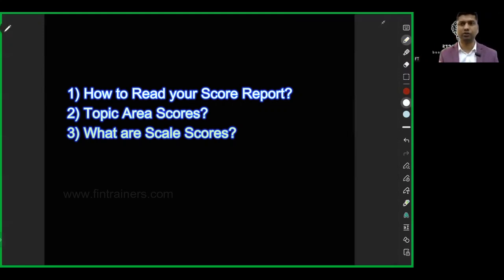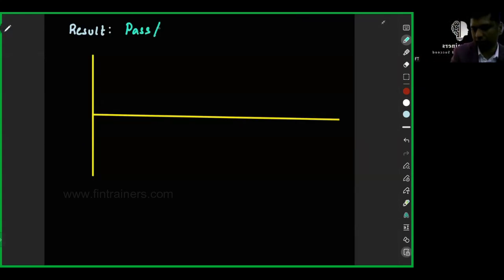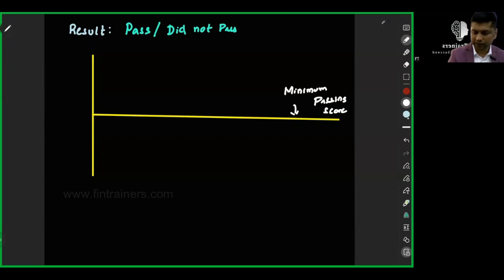Starting with the upcoming examination, you're going to be getting the results in this manner. You will have your result, which is going to be pass or did not pass, along with your candidate ID, your name, and all of that. This yellow line, let's call it your MPS, your minimum passing score. And this is going to be different for different levels.